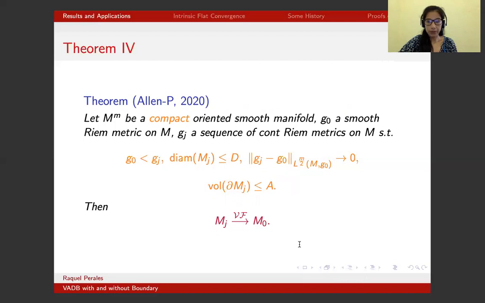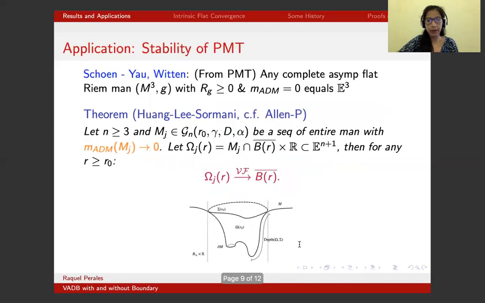So these are the main theorems that I wanted to present, and now I'm going to talk about the applications. This is an application of the theorems of manifolds with boundary. And so let me start with the rigidity statement of the positive mass theorem. So it says that any complete asymptotically flat Riemannian manifold M with a non-negative scalar curvature and ADM mass equal to 0 should be Euclidean space.